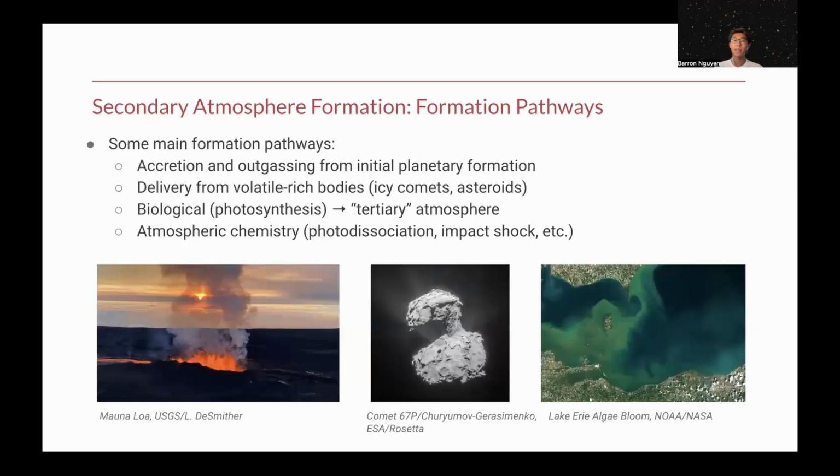So just some examples. And then the other big question is, how did these atmospheres form? The main culprits are accretion and outgassing. Accretion is from the initial planet-forming disk.